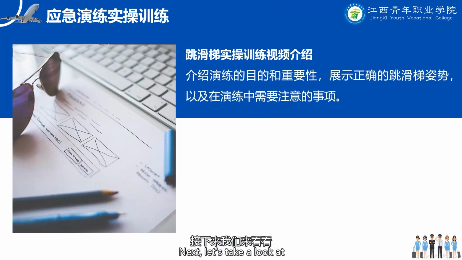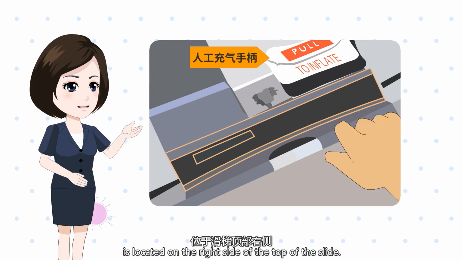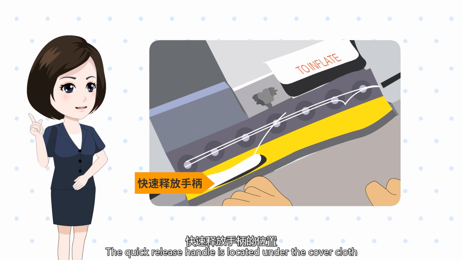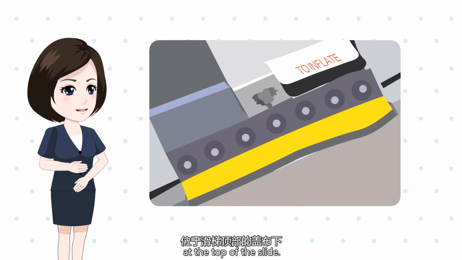Next, let's take a look at how to practice jumping on the slide. In emergency drills, the manual inflation handle is located on the right side of the top of the slide. The quick release handle is located under the cover cloth at the top of the slide.